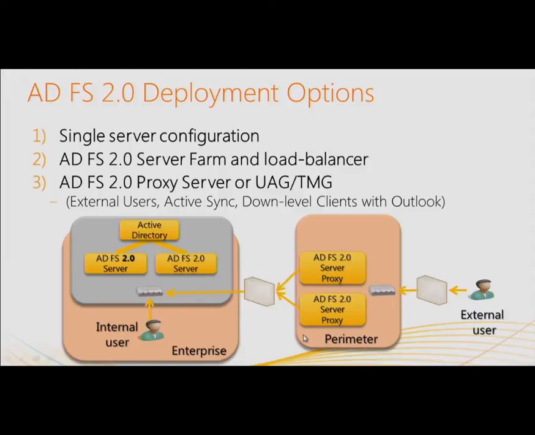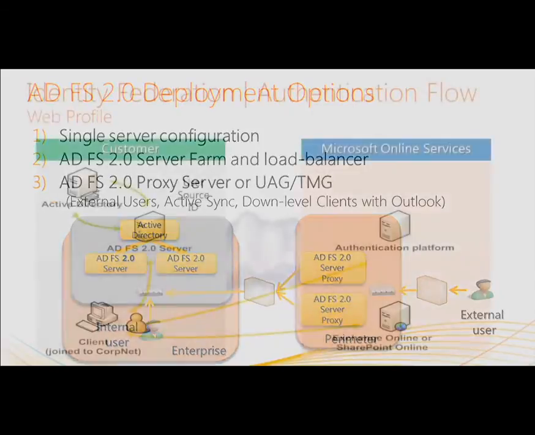So again, high availability is strongly recommended for the ADFS 2.0 proxy, because if that goes down, you won't have, as an external user, the ability to pass through the demilitarized zone. Internal users will be fine as long as ADFS 2.0 still works. Perfect. Make sense? Yes. Perfect. Let's continue with the presentation.